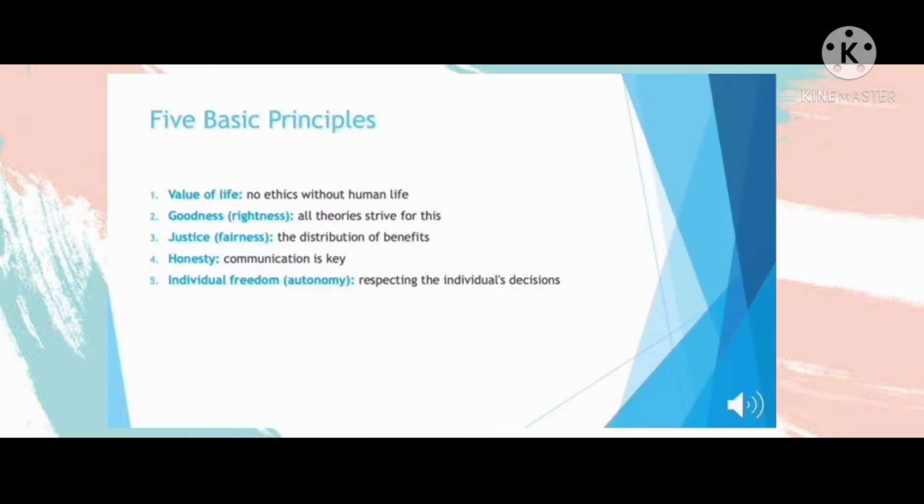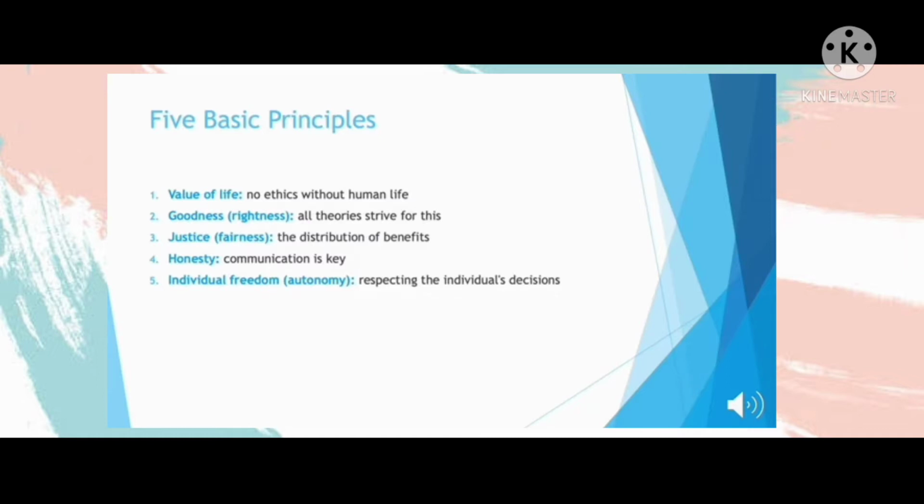So the 5 basic principles that all ethical decisions basically base themselves off of. Number 1 is the value of life. No ethics without human life. So without human beings, there can be no ethics. Number 2 is goodness or rightness. So all theories strive for this.